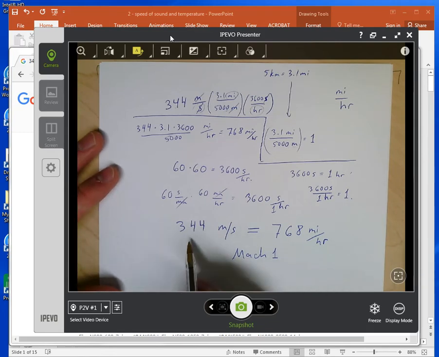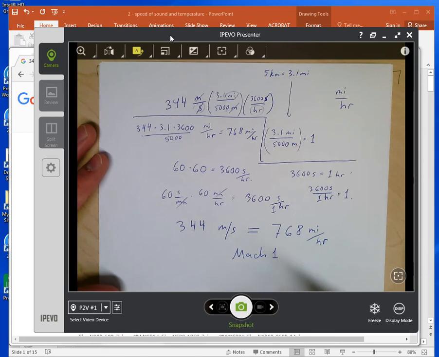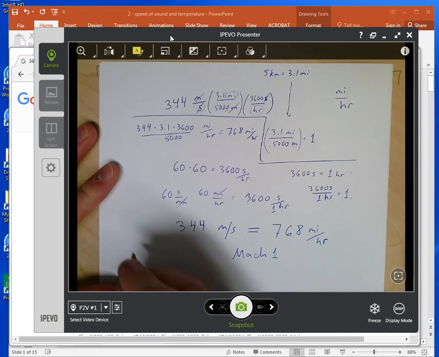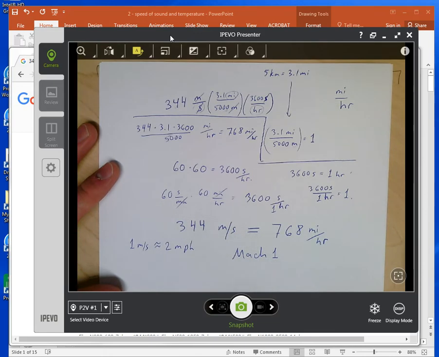But anyway, one thing that I want you to notice here is that if you took this number, let's say it's 350, if you basically multiply it by 2, you get the same number in miles per hour, basically, okay? That's just a nice way to remember it. So, for example, how fast do you walk? Well, maybe if you're a slow walker, maybe you do 1 meter per second. Well, how many miles per hour can you walk? Well, 1 meter per second is approximately 2 miles per hour, mph.